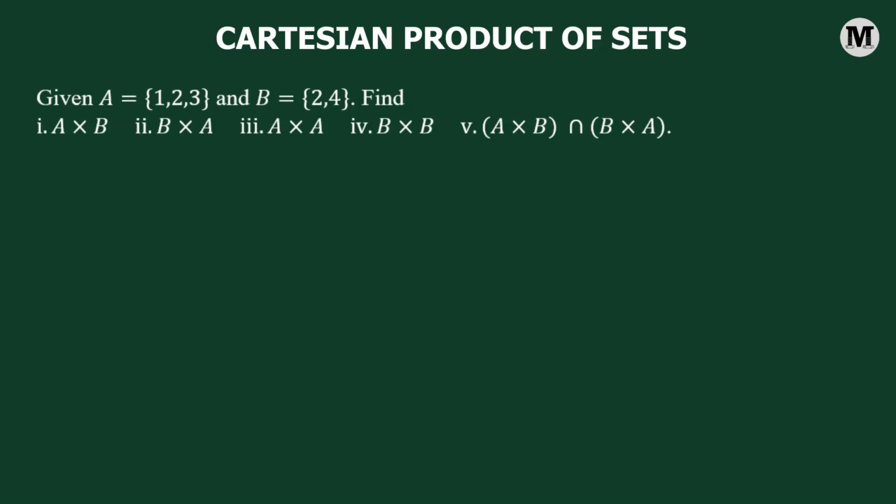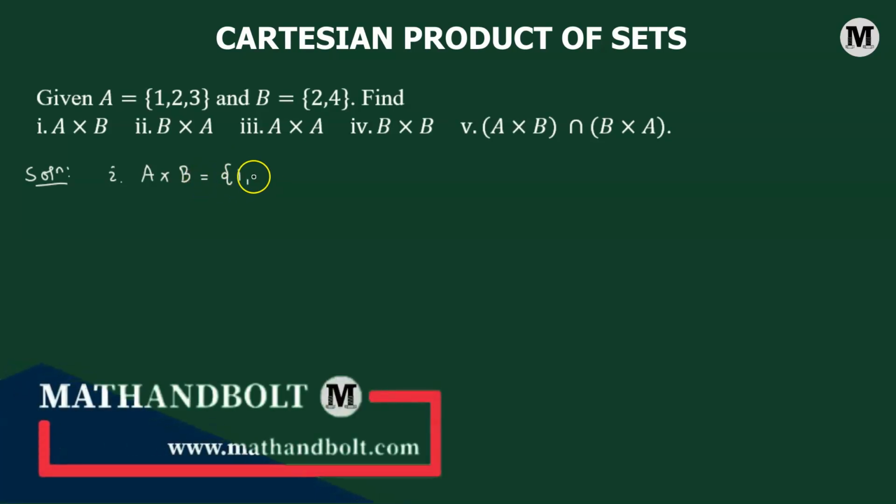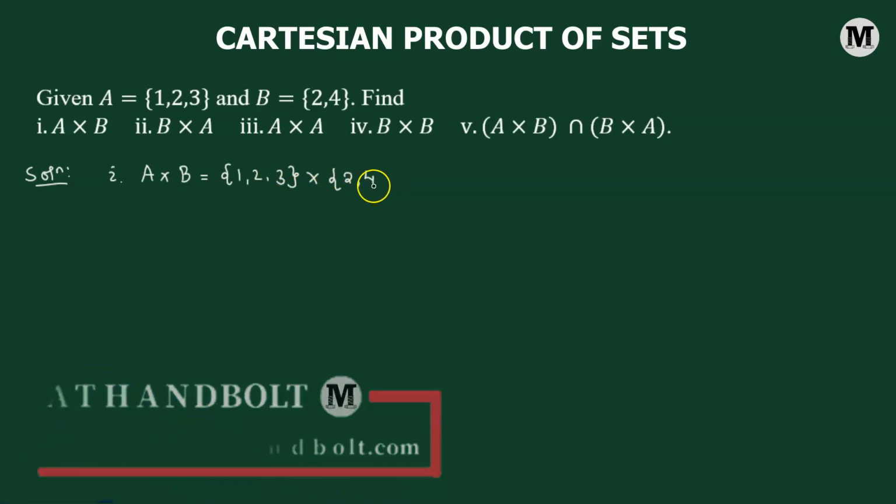Given two sets A and B, we need to find out the following. Let us begin with the first one. So here in the first problem, we need to find out the Cartesian product of the set A and the set B. The set A contains three elements, 1, 2, and 3. And we have the set B containing two elements, 2 and 4.